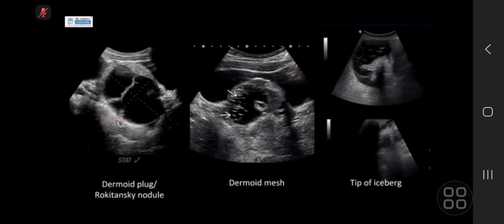So instead, from StatDX, this is the dermoid on ultrasound. This is a dermoid plug or Rokitansky nodule. This is the dermoid mesh. These are hair products, fine linear echogenic. And this is a tip of the iceberg sign. So you've got this shadowing, which obscures the rest of the lesion. And these are some echogenic signs in there. And so you see here the tip of the iceberg sign. Okay.